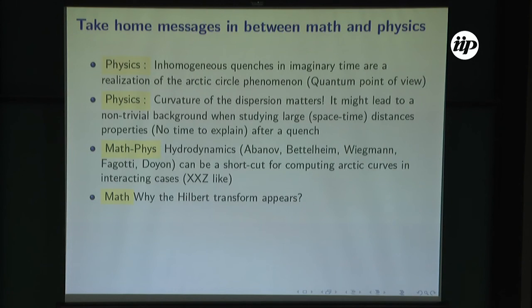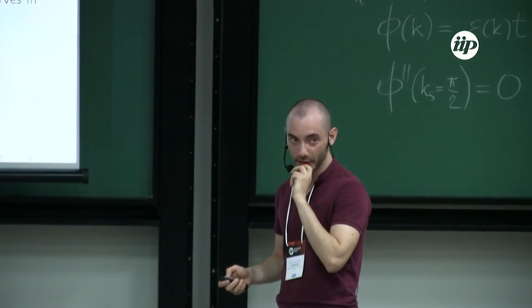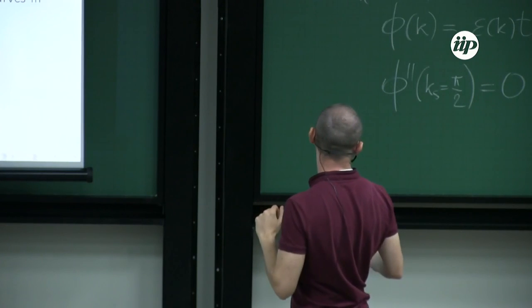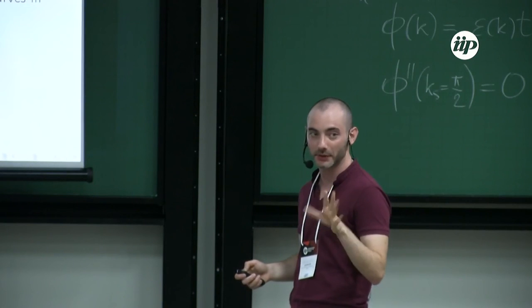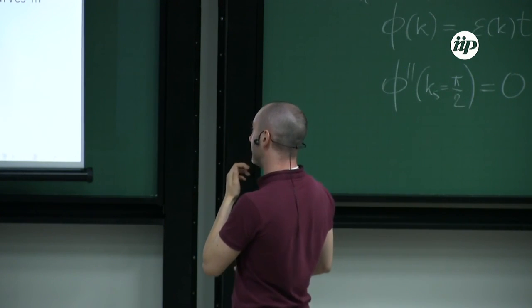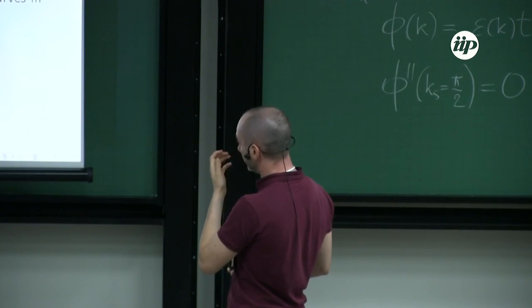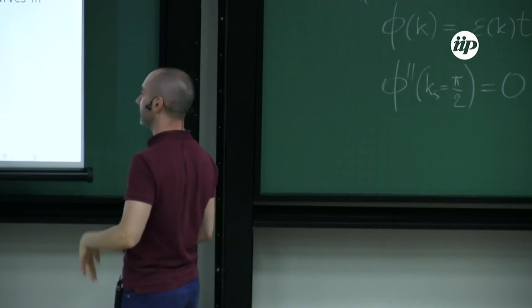So the question is, can you write a hydrodynamic equation for the density that describes how the density actually looks in the Arctic Circle? After all, it's a free problem. The only difference is that this v of k will be some complex function because you have some Hilbert transform. So there are attempts, for example, given by Abanov, Bertrand, Wiegmann, Fagotti, and by Ohn recently.